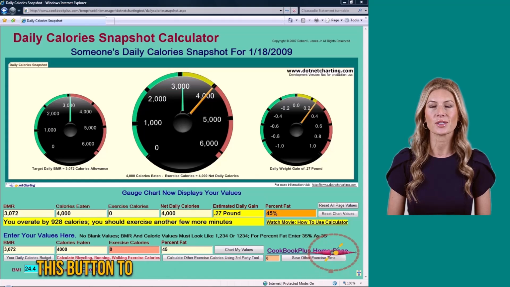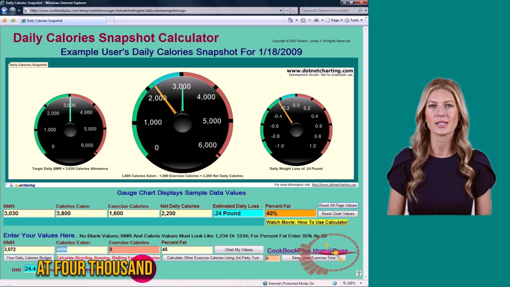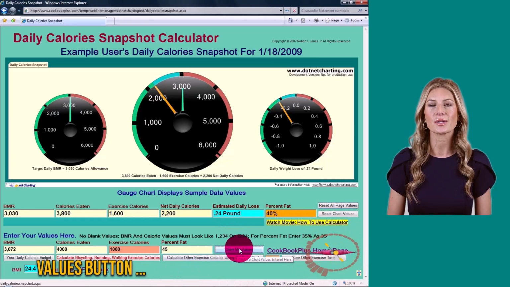Let's quickly run through another example. First, we'll click this button to reset the values. Next, we'll enter some values for calories eaten, exercise, and percent fat. We'll leave the calories eaten alone at 4,000, but this time, let's assume that we did some exercise. Let's suppose that we burned off 1,000 calories in exercise. We'll leave percent fat alone, and we'll click the Chart My Values button.